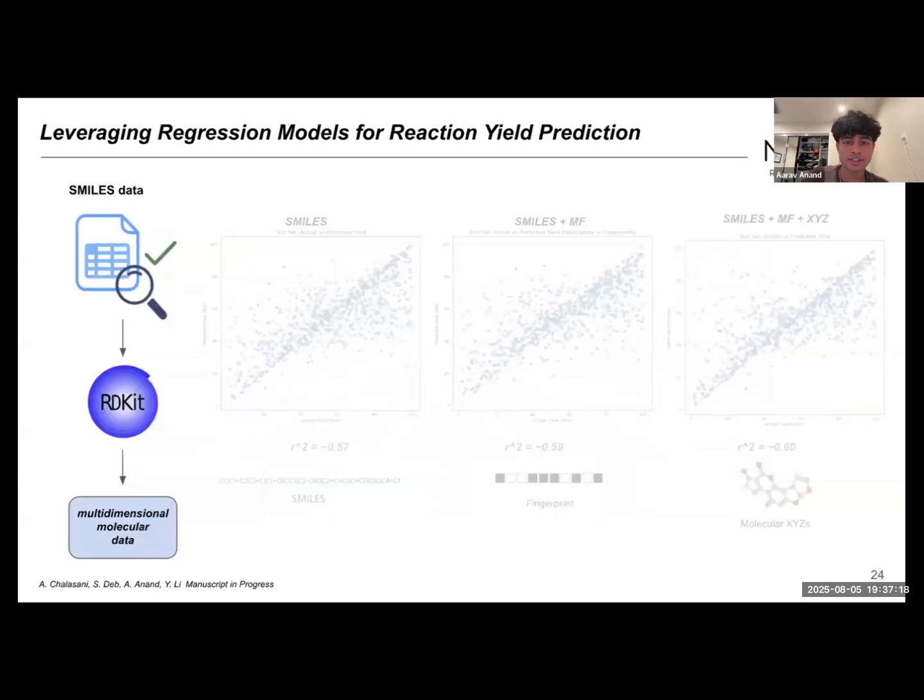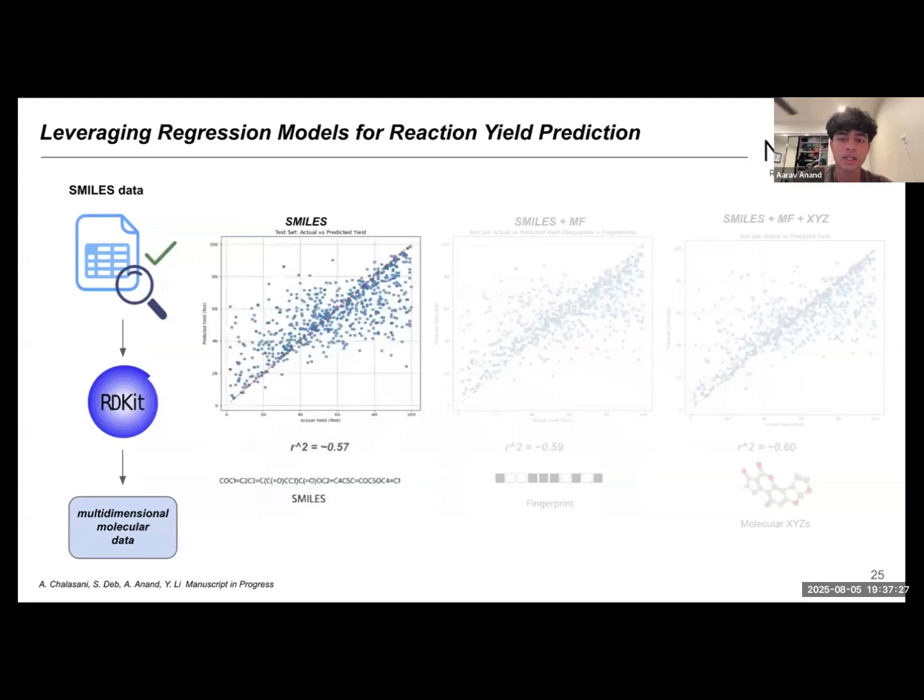Our approach to converting this now standardized open source data into multiple dimensions was to utilize our D-Kit. And we decided to test all of our regression models on 3 different levels of dimensionality. And so shown here, this first scatter plot is our best performing yield prediction model, gradient boosting regression. And we utilized only SMILES, LogP, and molecular weight as our training data for this model. And as you can see, our model did not perform very well, as the prediction scatters are far off from the perfect accuracy line, and our R squared score ended at around 0.57.